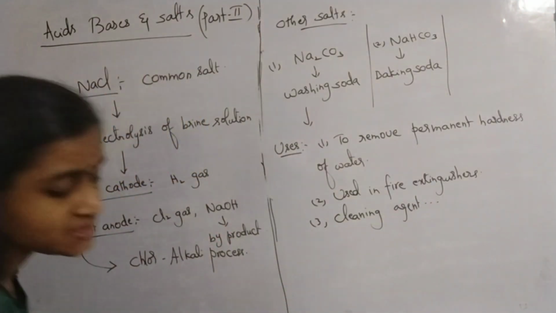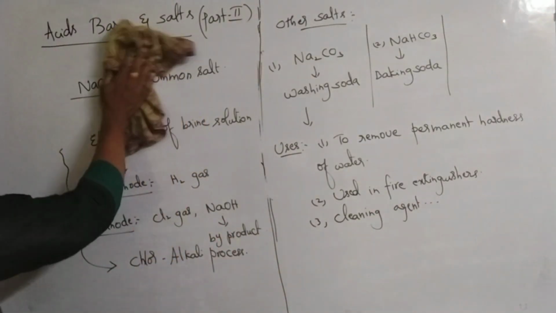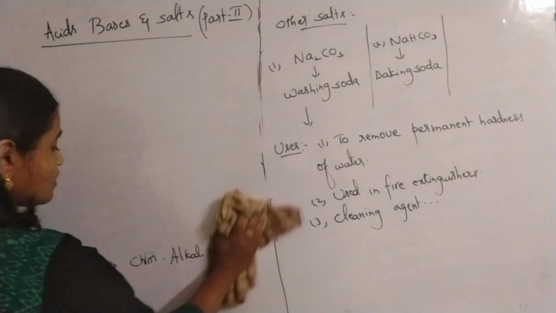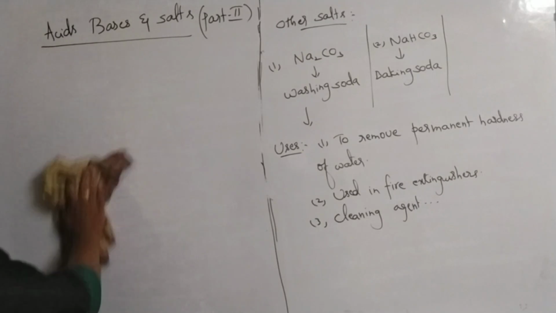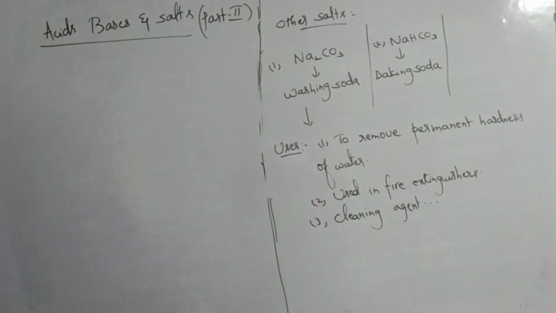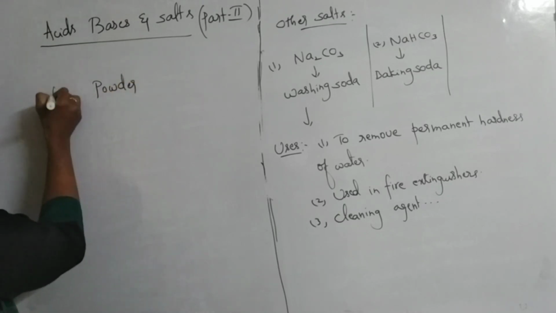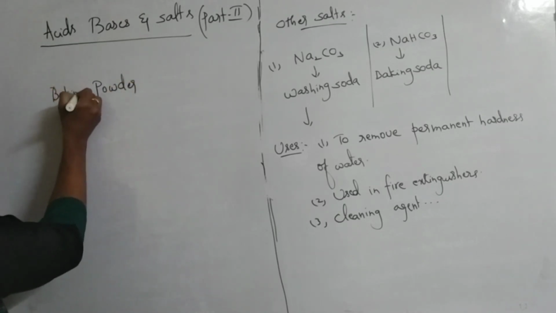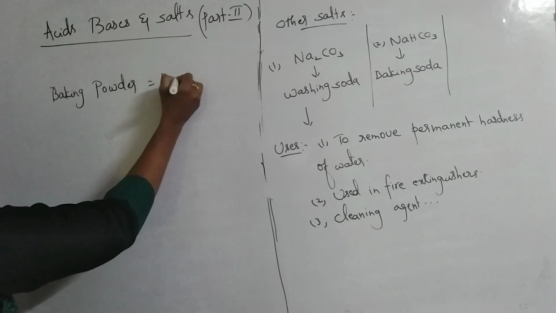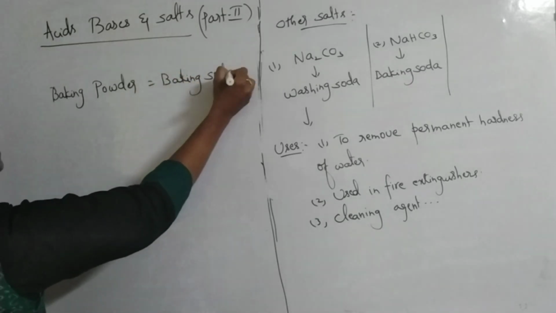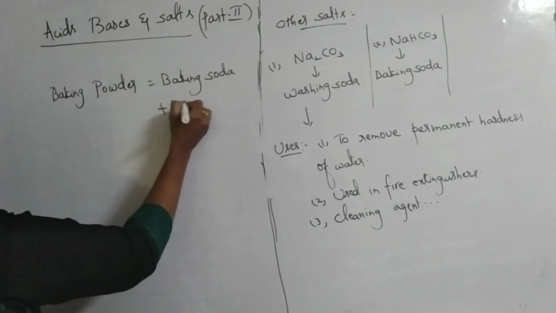Okay, whereas baking soda, in the name itself it is there. Actually speaking, baking powder is a mixture of baking soda and tartaric acid. Actually you will be getting questions on this. Baking powder is a mixture of what? Baking soda plus tartaric acid.